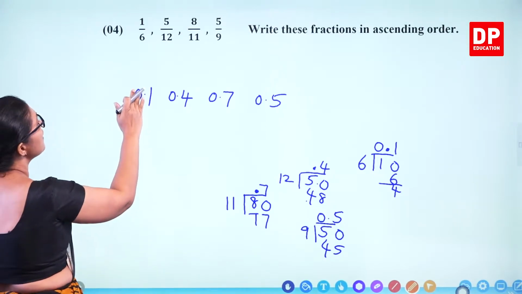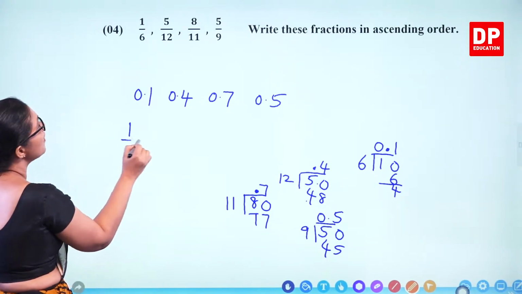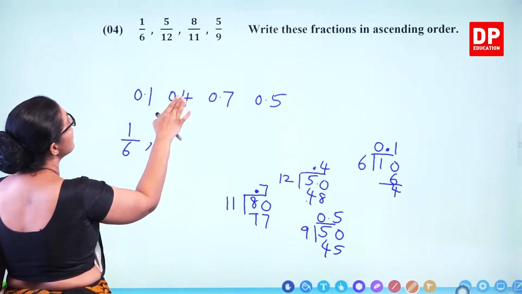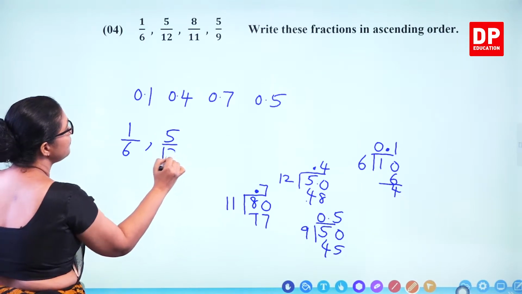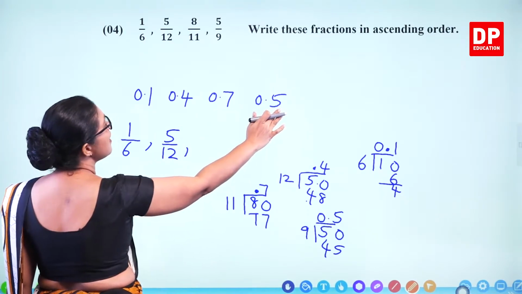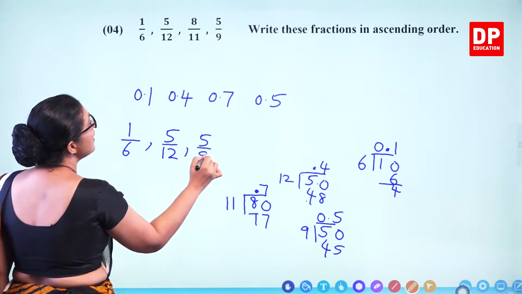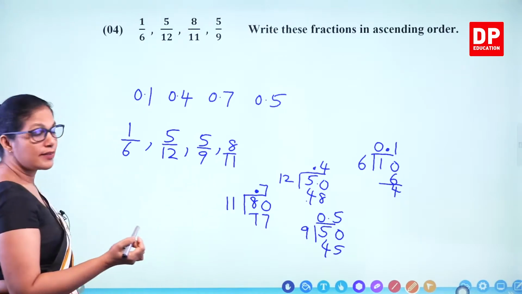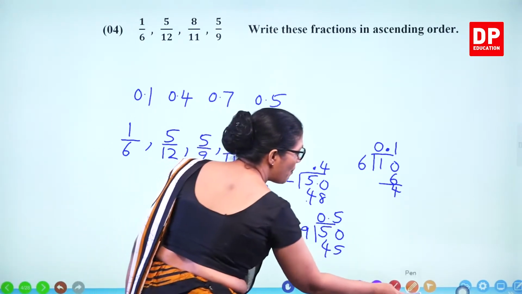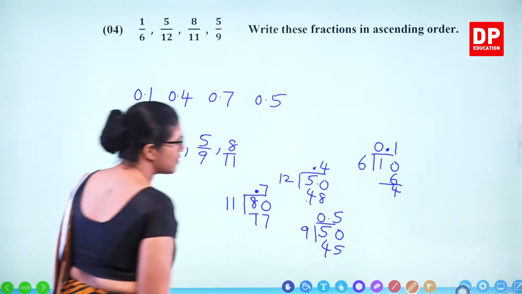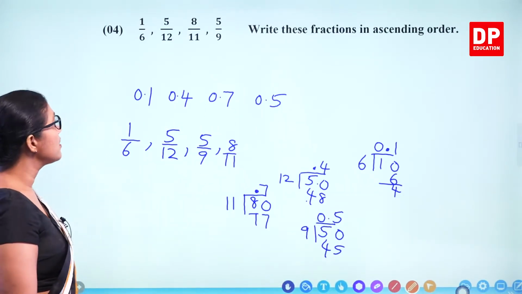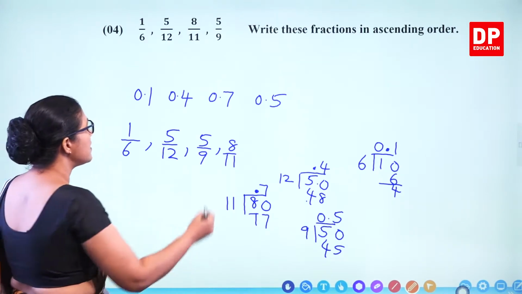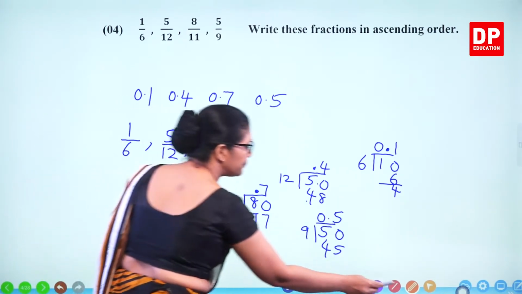So the lowest is the first one. So 1 over 6 is the lowest. What's the next one? The second one, 5 over 12. And the third one is the last one, 5 over 9. And this is the largest one, 8 over 11. So easily you can do by converting it to decimals. Otherwise you have to find out the lowest common multiple and convert to that. So this is the easiest way. So 2 marks for that.